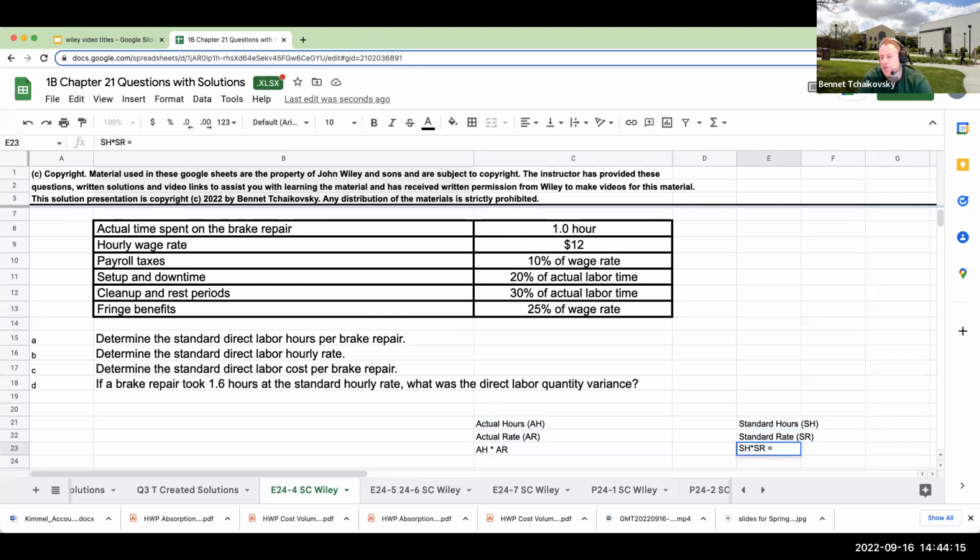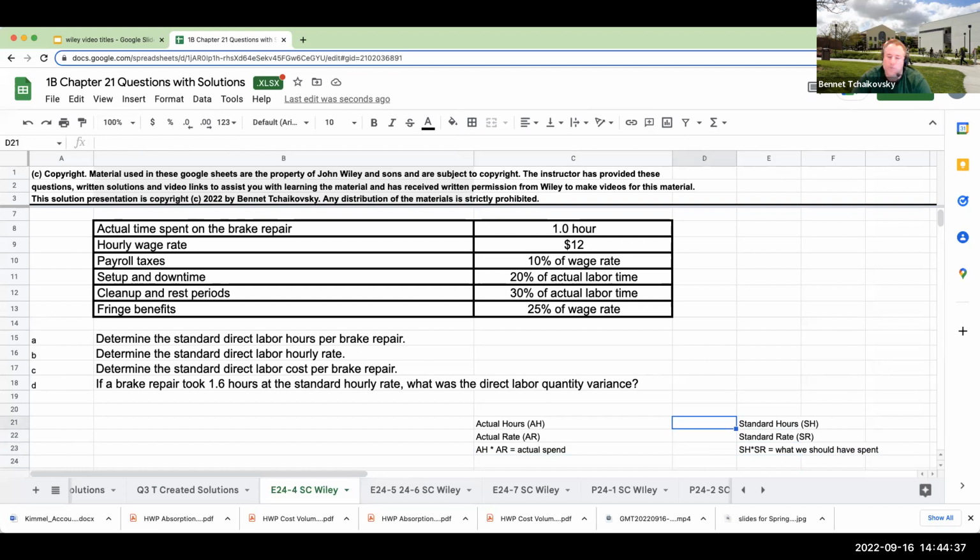So this is really what we should have spent, meaning how many hours did I budget for times my standard rate, and this is what I actually spent. Okay, so this is the ultimate way we're going to be looking at this.